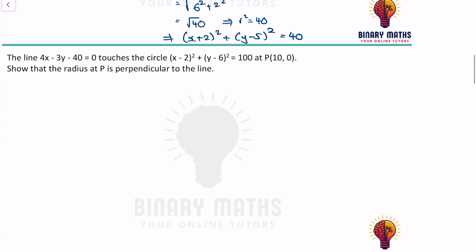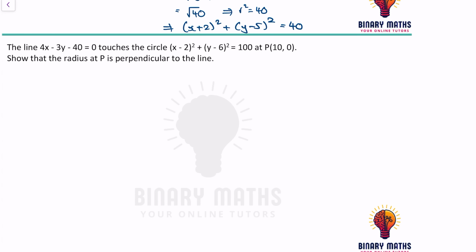Okay, the next example now. The line 4x minus 3y minus 40 equals 0 touches the circle (x minus 2) squared plus (y minus 6) squared equal to 100. That means the center of this circle is (2, 6), and the radius is the square root of 100, which is equal to 10. If I do a rough sketch, my circle center will be at (2, 6). The radius is 10.